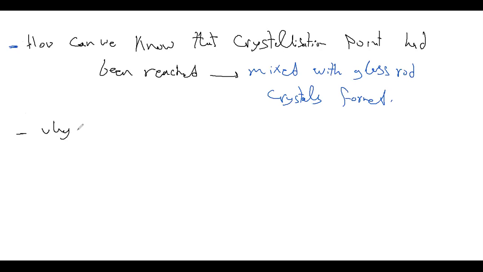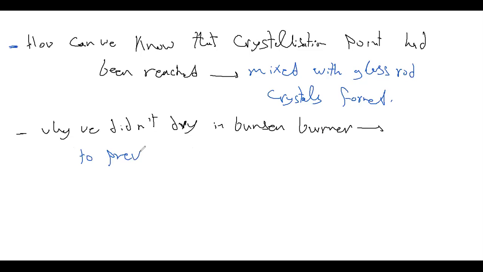Why didn't we dry in an oven or Bunsen burner? To prevent melting of the crystals. We can say to prevent melting of the crystals, or to prevent breaking down of the crystals, or to prevent losing water of crystallization, any one of them. So to prevent melting of the crystals.